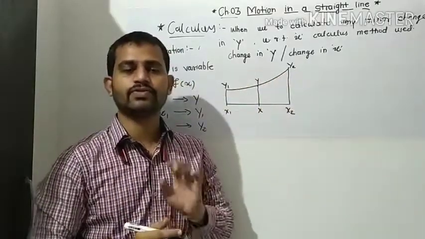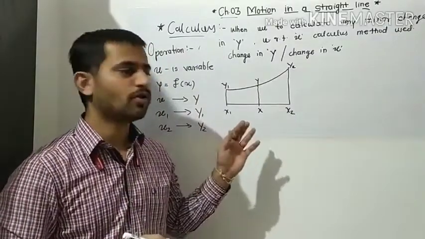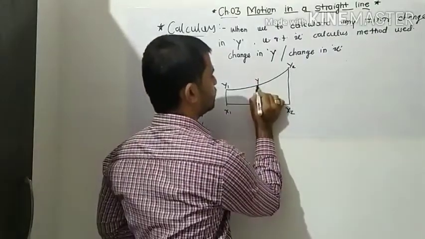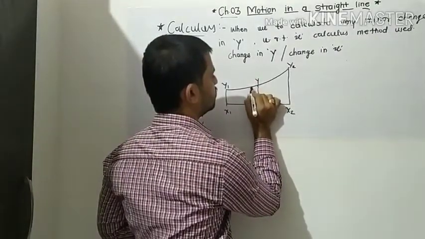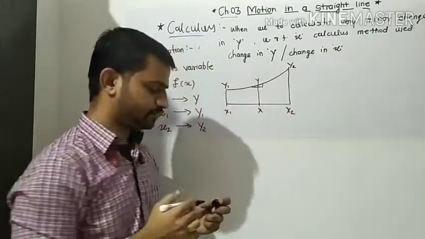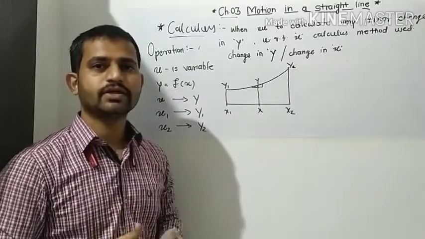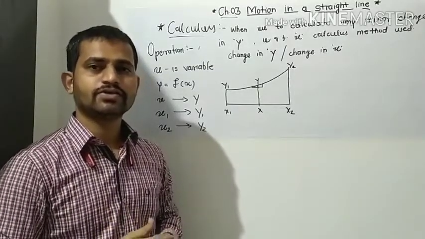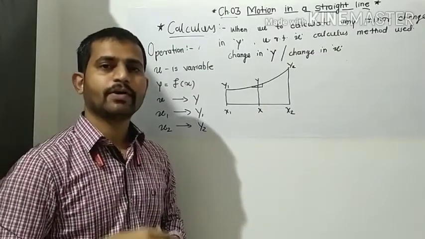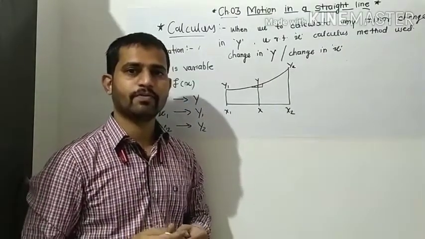So for that purpose we have to consider one slope. We have to take the slope at the current position of y, then we will get the value of y. Suppose we consider here one slope. What is the slope in the curve? It is nothing but the tangent, and the tangent is given by perpendicular upon base.